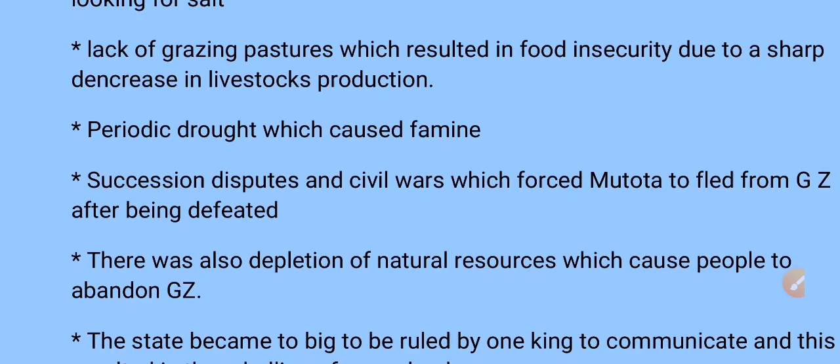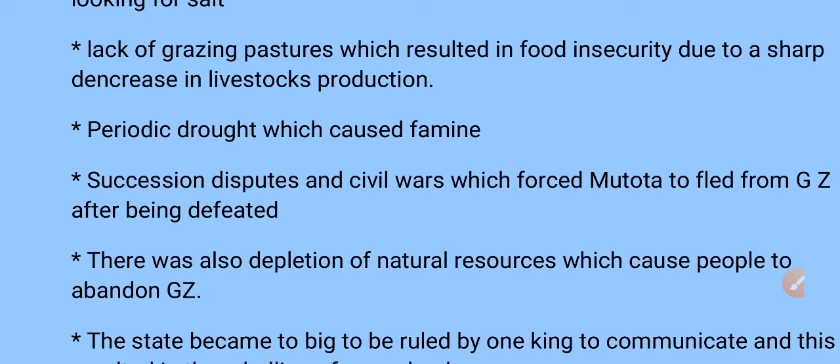Availability of minerals which promote trade, that's number one, and also presence of fertile soil which promote agriculture, that's number two, and also abundance of animals for meat, skins, and ivory, which promote hunting. And also at the Great Zimbabwe rise, there were favorable climatic conditions which promote agriculture. And also Great Zimbabwe rose mainly because there was availability of water along Mutirikwi river.